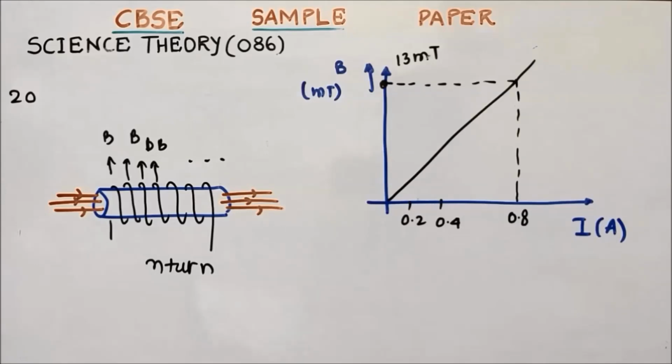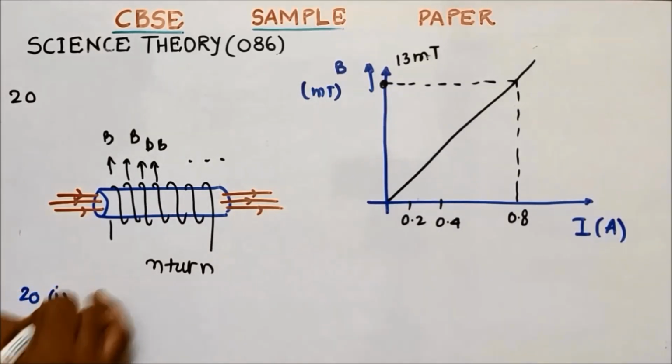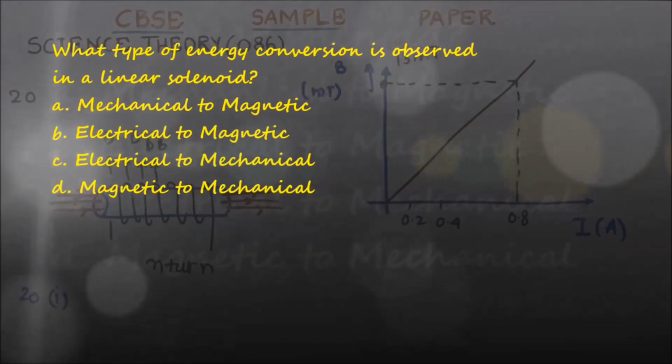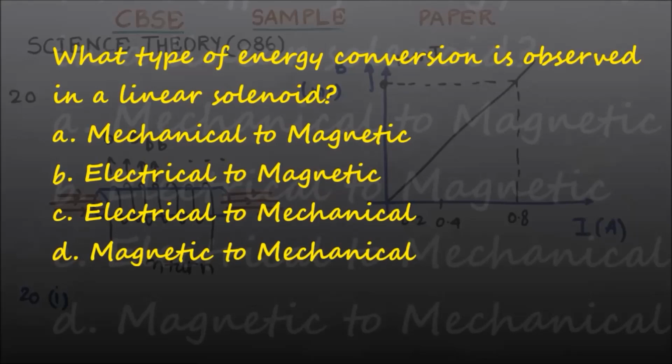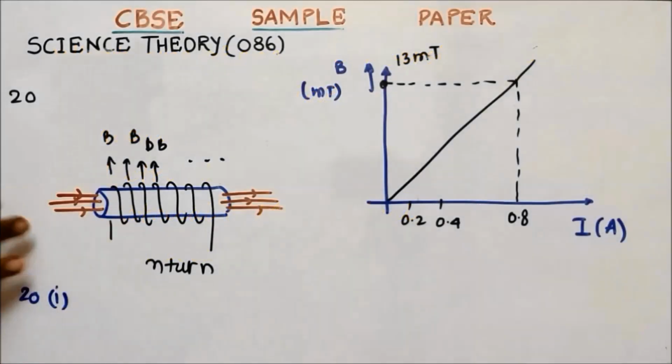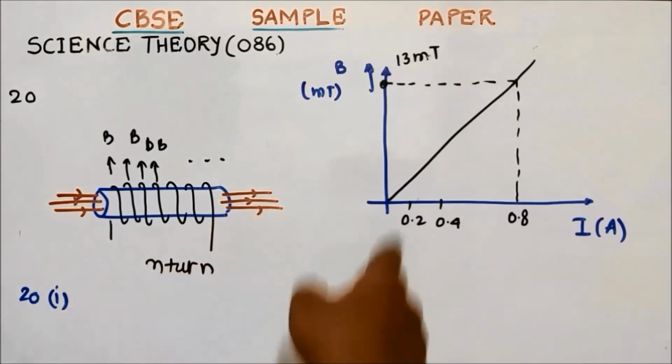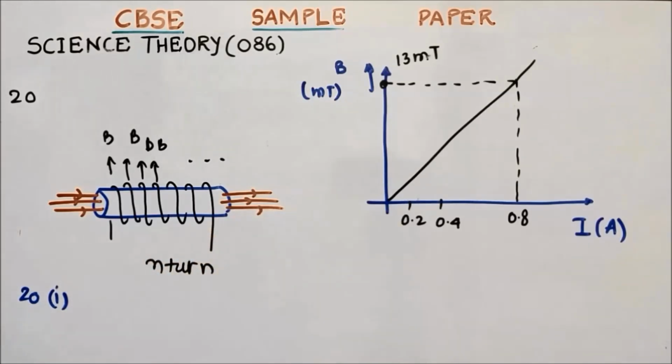So let's see the question. Question number 21. What type of energy conversion is observed in a linear solenoid? A linear solenoid is a solenoid which is straight. There are other types of solenoid. You can change the core and make many shapes. You can make a toroid if it's a complete circle, you can make a U shape, a lot of shapes. It's very easy with a solenoid.